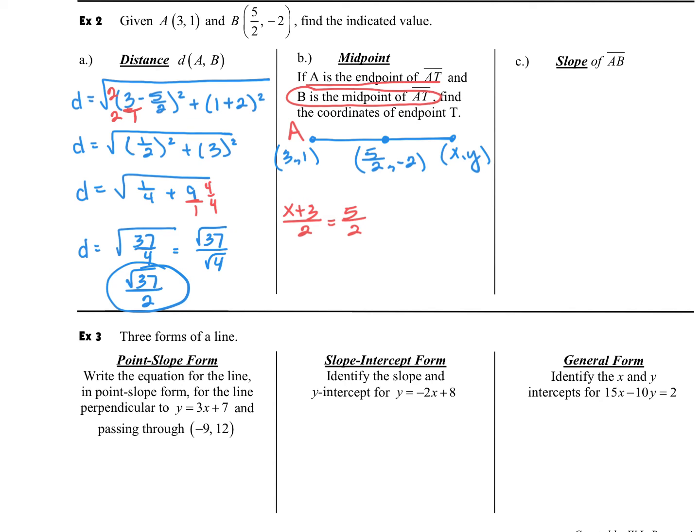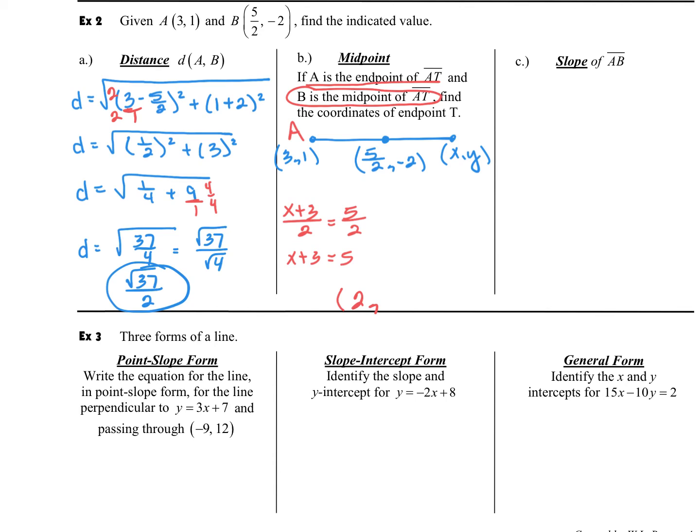Now, this problem is a little easier to do because my denominators are already the same. If you didn't have that, you would want to cross multiply, as you'll see in just a second. But since my denominators are 2, I can look at just this numerator and I can see that really what I'm just trying to answer is x plus 3 equals 5. So my x coordinate for my endpoint should have been 2.